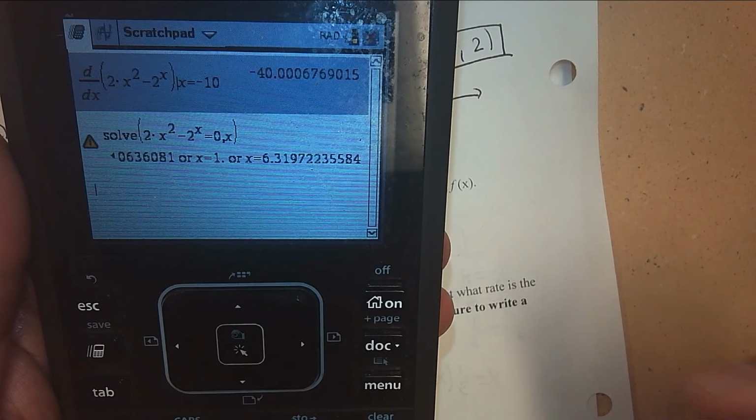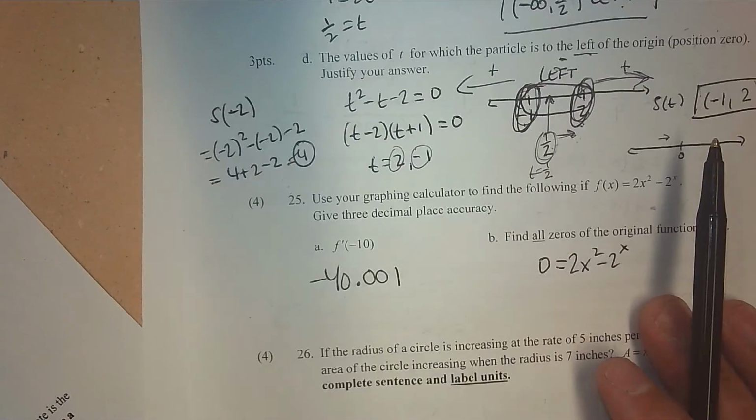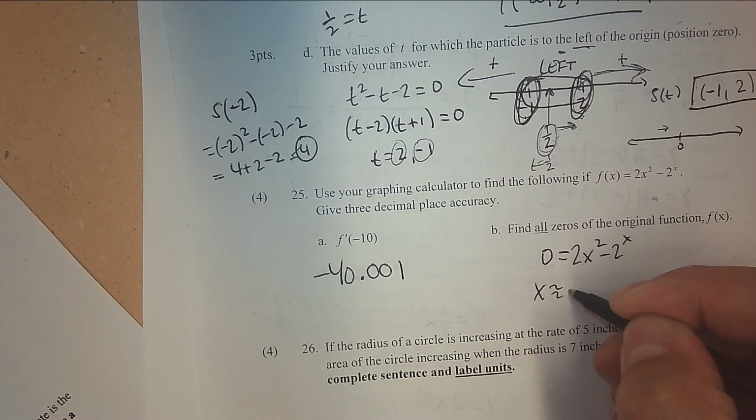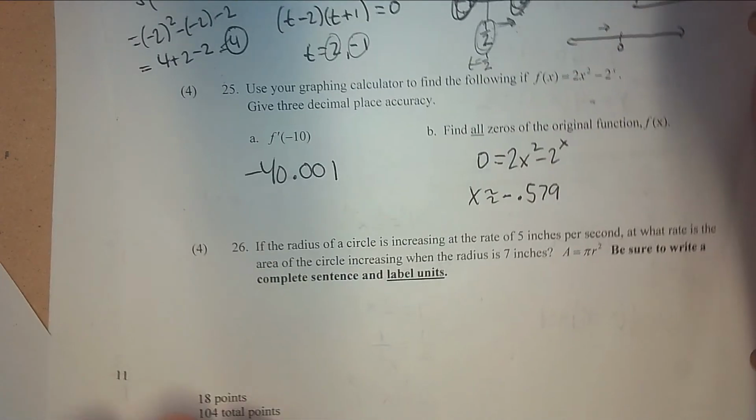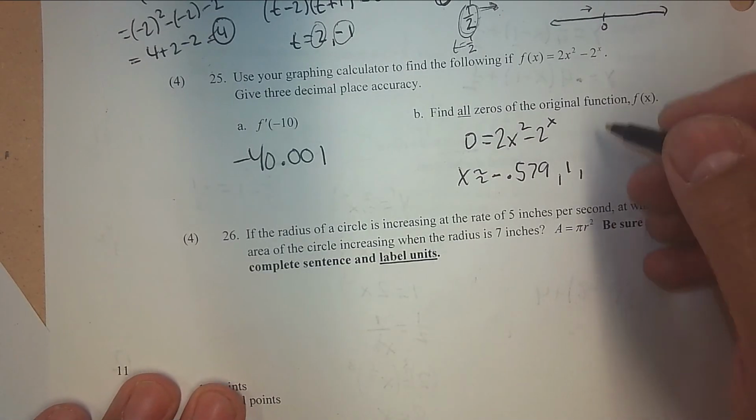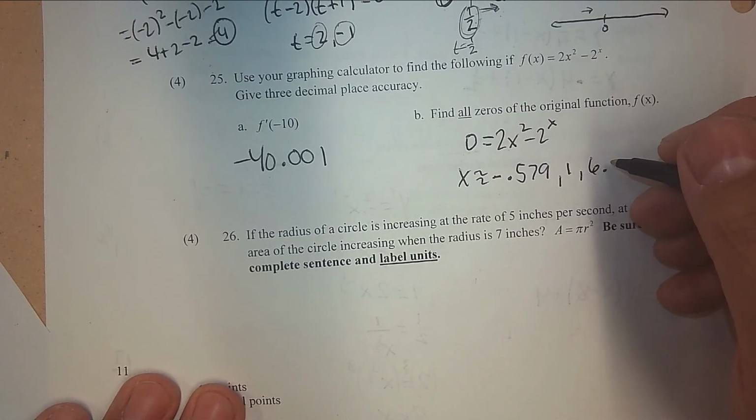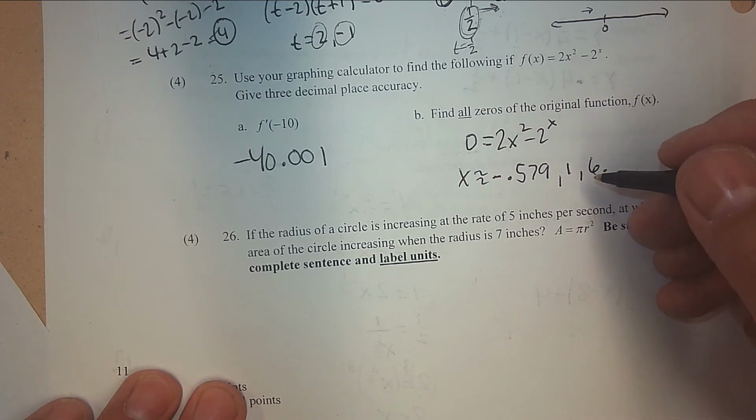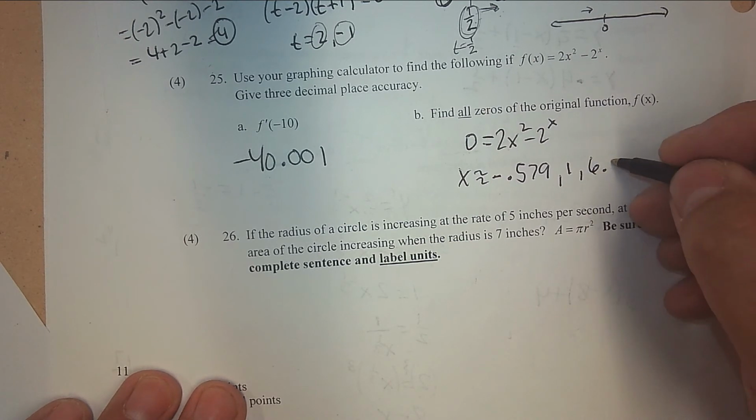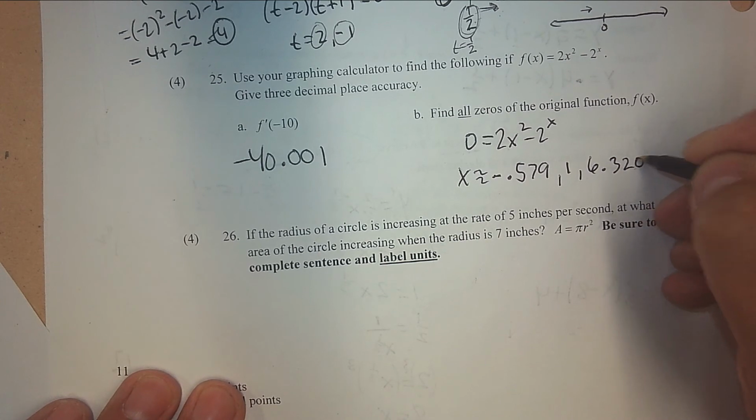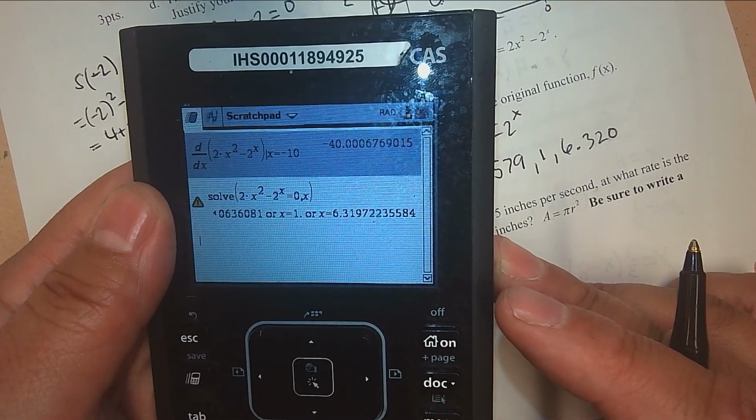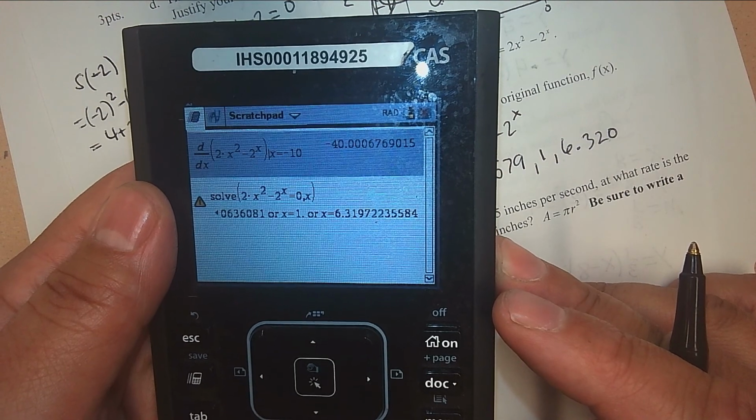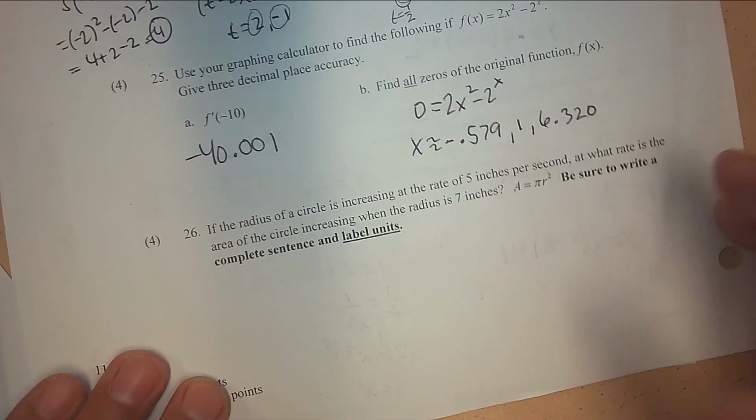So there's 3 answers. I'm going to write down all 3. So one answer was negative 0.579. Another answer is 1. And another answer was 6.319. Now the 7 makes the 9 go up, so technically it's 6.320 if I rounded correctly. So again, if you looked at it carefully, notice the 7 makes the 9 go up, but it can't, so the 9 makes the 1 go up to a 2, so it's really 6.320 if you rounded it, but you could also truncate.